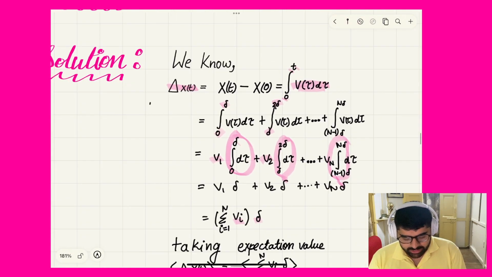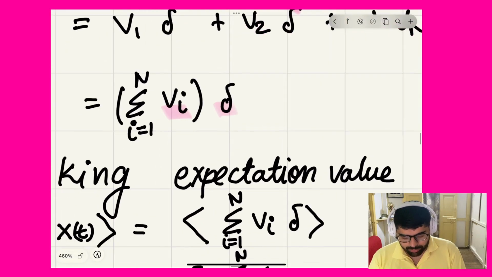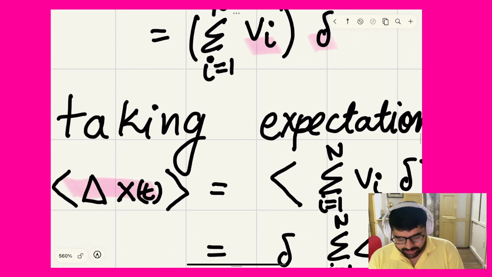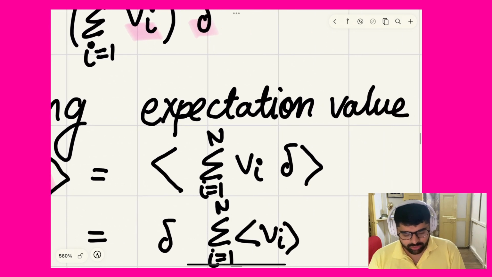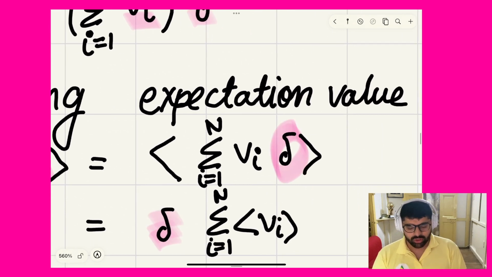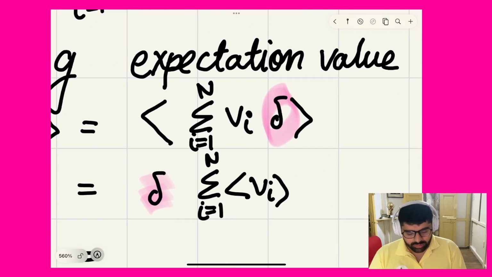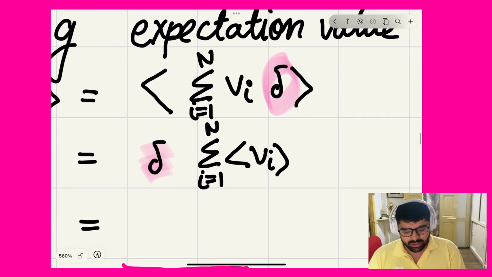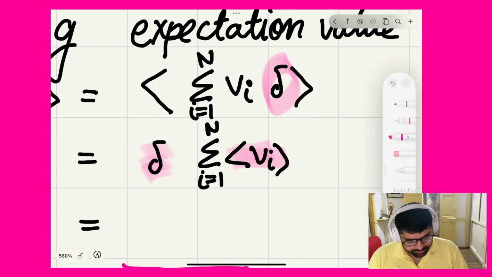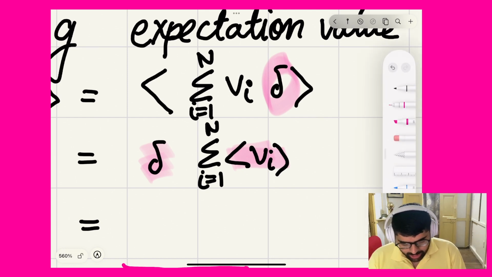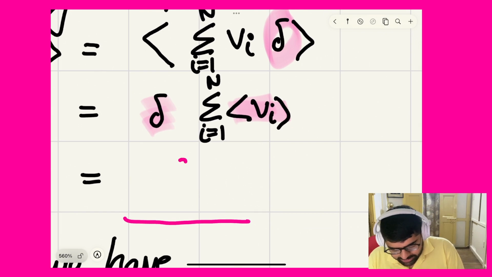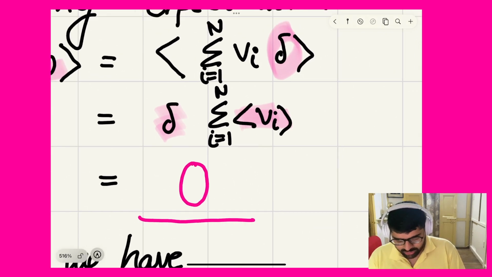Now, if we take the expectation value on both sides, we get the required expectation value is equal to this. Here, delta is a constant, so it'll come out of the expectation value and we'll get delta times the sum over i from 1 to n of the expectation value of vi. The mean value of v is 0, so this should be 0. And everything multiplied with 0 is 0, so the answer to this is 0.